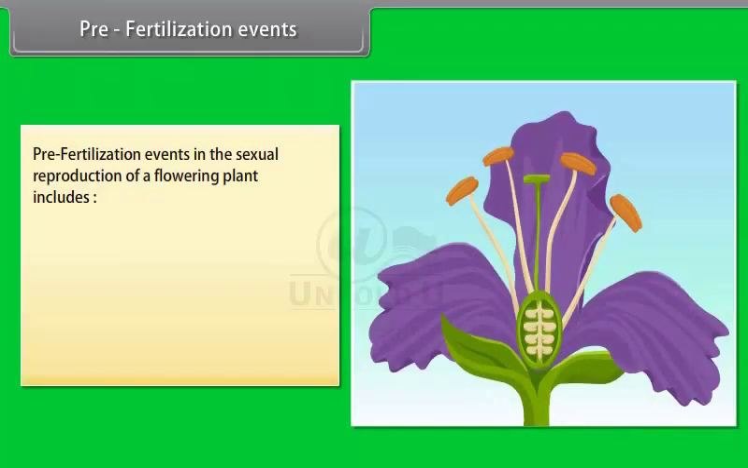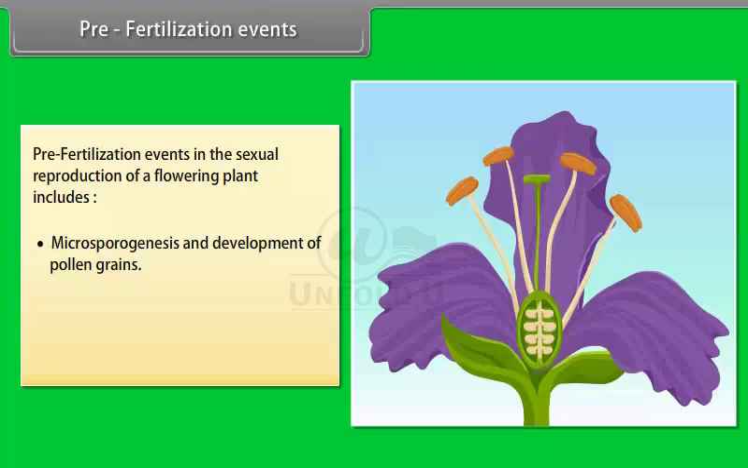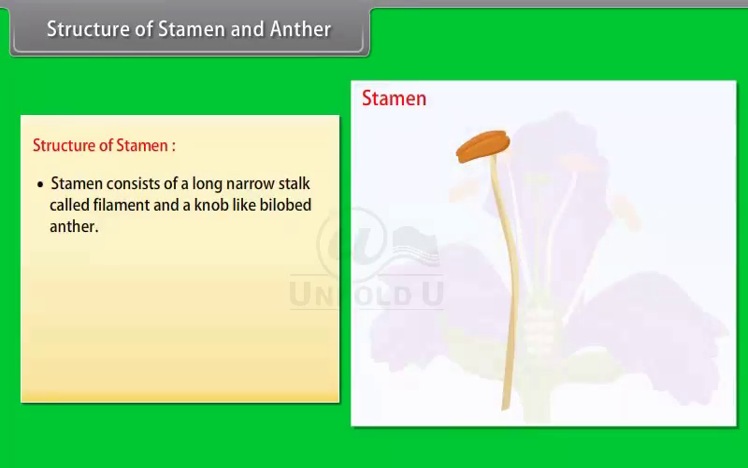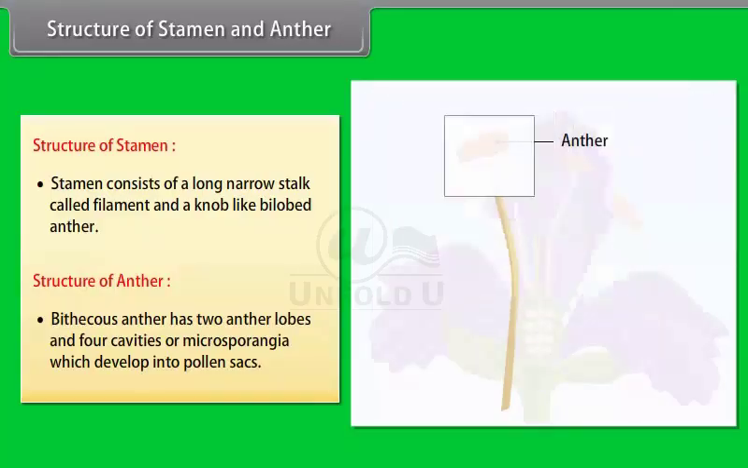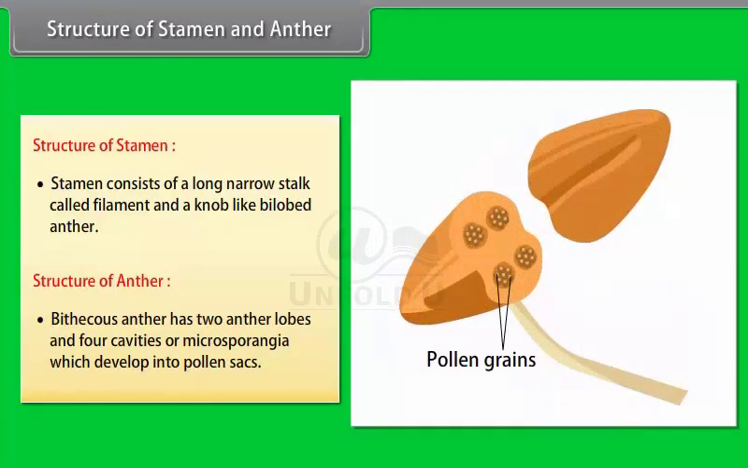Pre-fertilization events. Pre-fertilization events in the sexual reproduction of a flowering plant include microsporogenesis and development of pollen grains, and megasporogenesis and development of female gametophyte. Structure of stamen and anther. Stamen consists of a long narrow stalk called filament and a knob-like bilobed anther. Structure of anther. Bithecous anther has two anther lobes and four cavities or microsporangia which develop into pollen sacs.